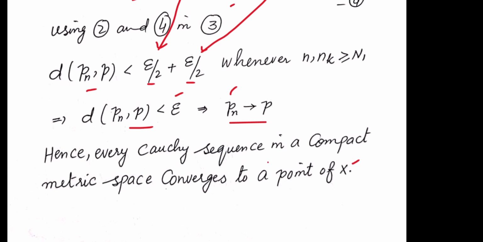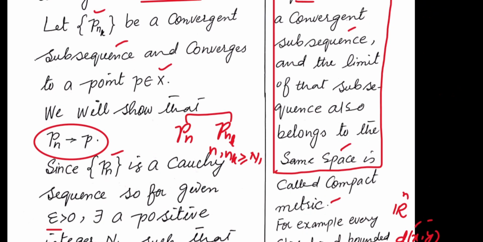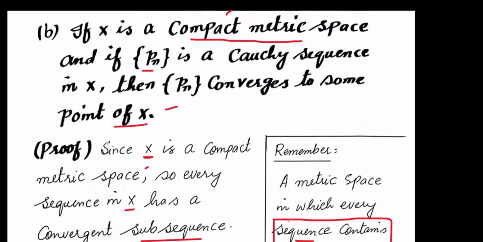In the third part of this theorem, we will show that every Cauchy sequence in R^n is a convergent sequence. That I will discuss, God willing, in the next lecture. I hope now you have a clear understanding of these two parts of this theorem. These parts are very important.